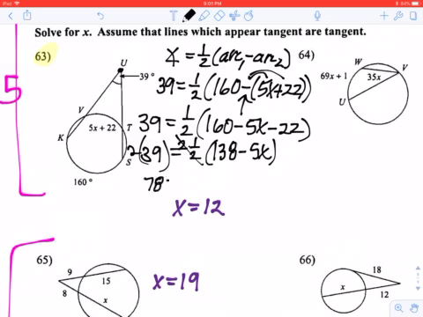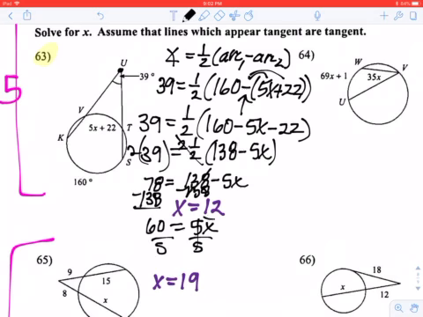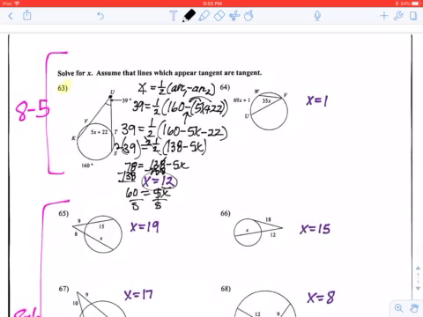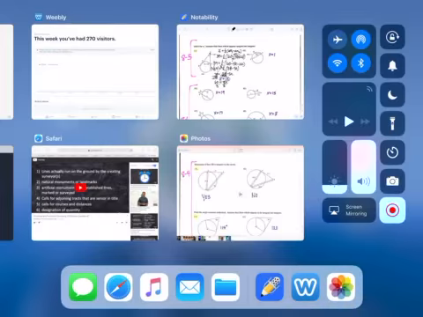So that would give you 78 is equal to 138 minus 5x. Subtract 138, sorry, it's hard to see, on both sides, so that's going to give you negative 60 equals negative 5x. Divide both sides by negative 5, so that's how we get x equals 12. Okay? Just gotta make sure you're setting it up right. We got this.